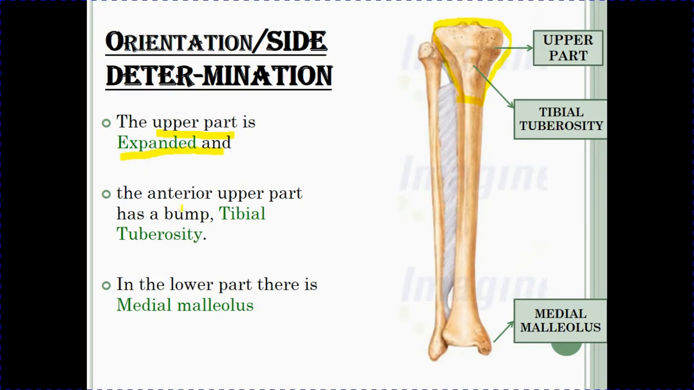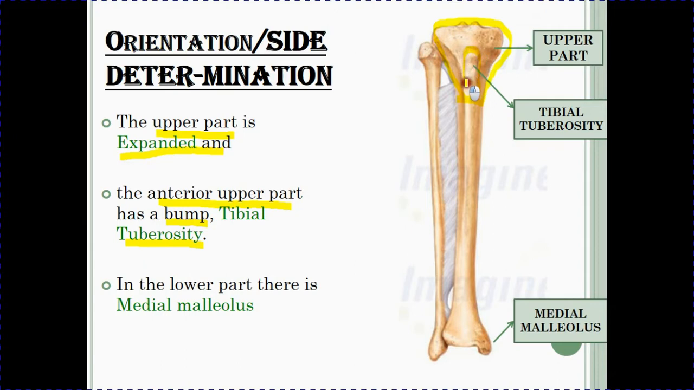The second important point is that the anterior upper part has a bump, an elevation, which is called the tibial tuberosity. So the first thing is to identify the most expanded part, put it on the upper end, then identify a bump, an elevation. The elevation is present on the anterior surface of the upper part, and this elevation is called tibial tuberosity.